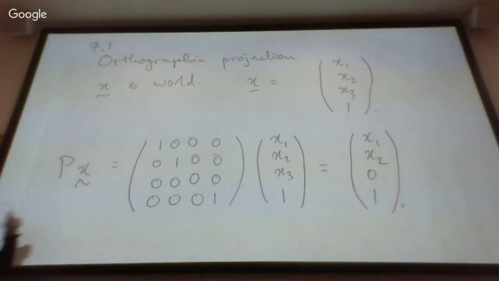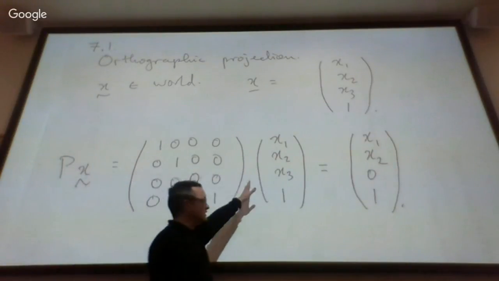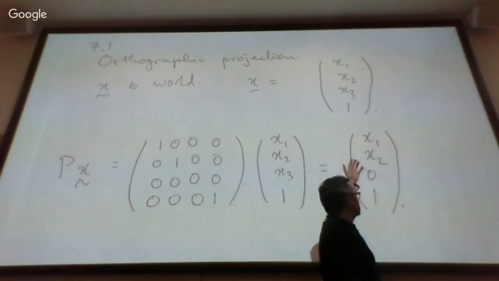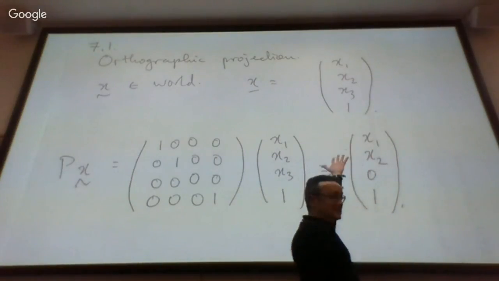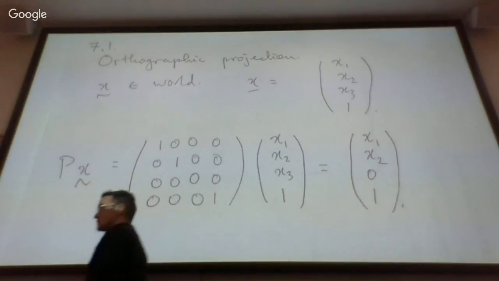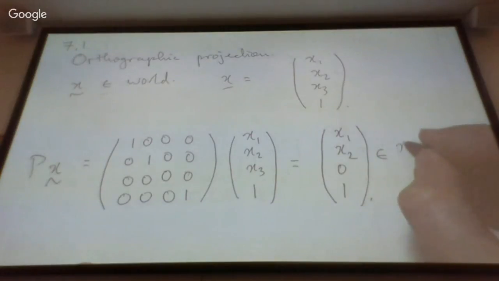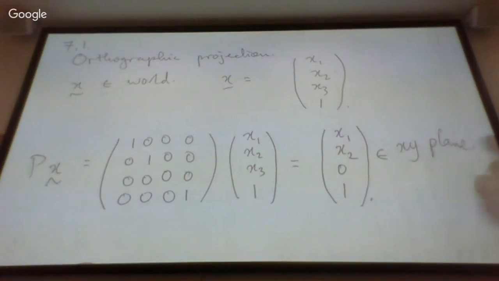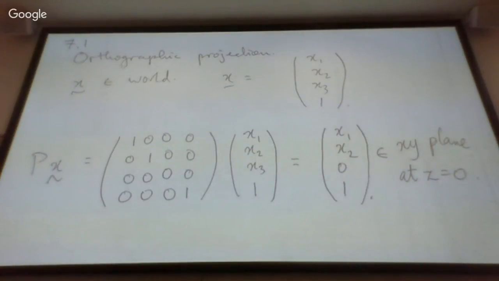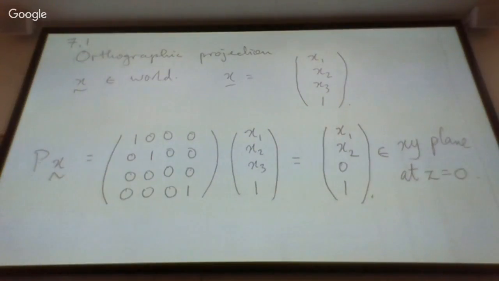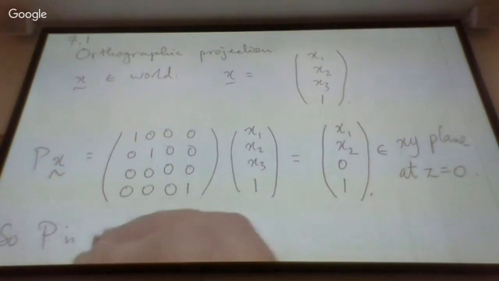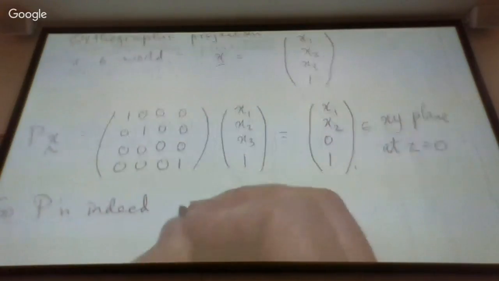So our vector in the environment, which could have any x, y, and z coordinates, is now rendered into a vector which has 0 z coordinate and still has its same original x and y coordinates. So this vector is certainly an element of the xy plane located at z equals 0, the plane described by the x and y axes at the origin. So P is indeed the orthographic projection matrix.